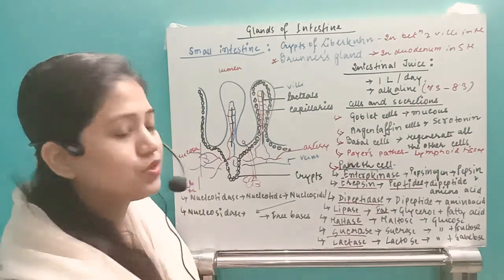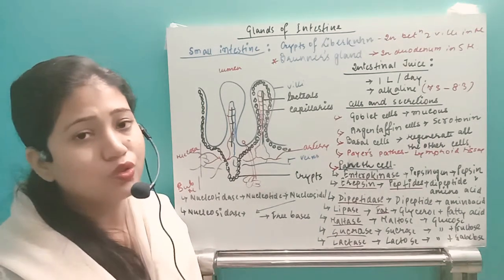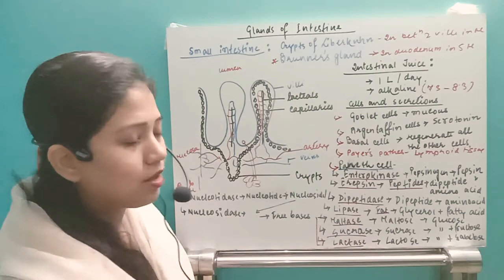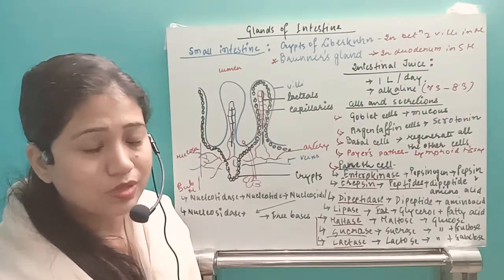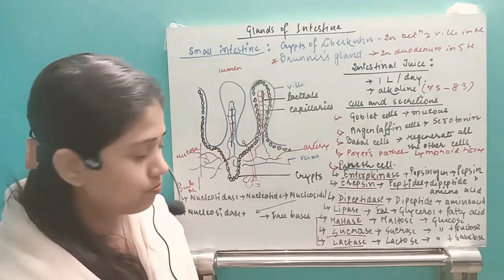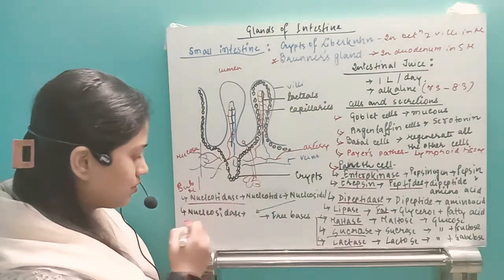Next one, lactase, which will work on lactose and break it into glucose and galactose. So all of these will work on the disaccharides, and they will be converted into the simplest monosaccharides, that is glucose, fructose and galactose. Other than that, two enzymes are also present.